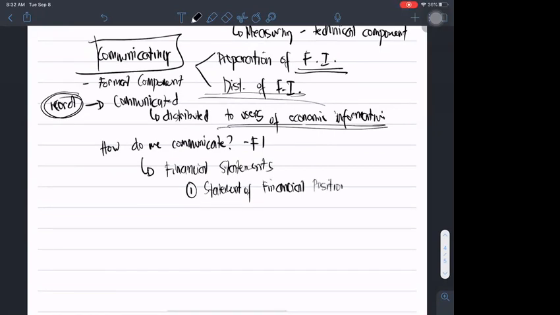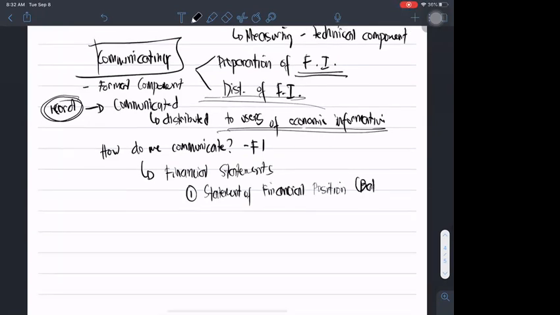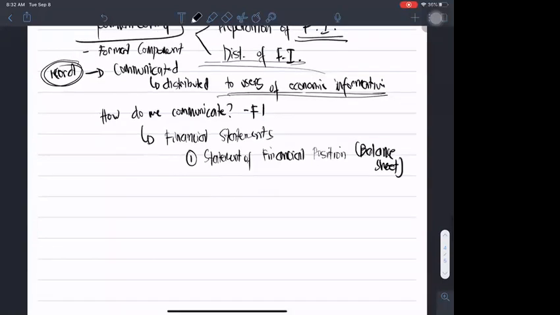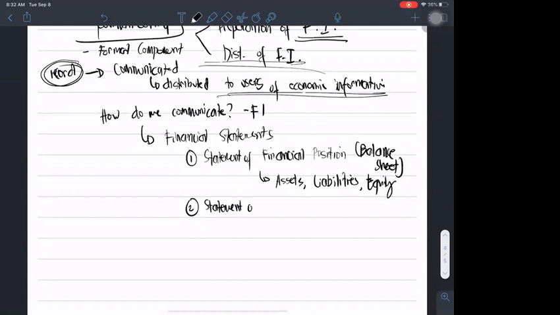This is also known as your balance sheet. Your statement of financial position shows your assets, liabilities, and your equity. Next is your statement of comprehensive income.